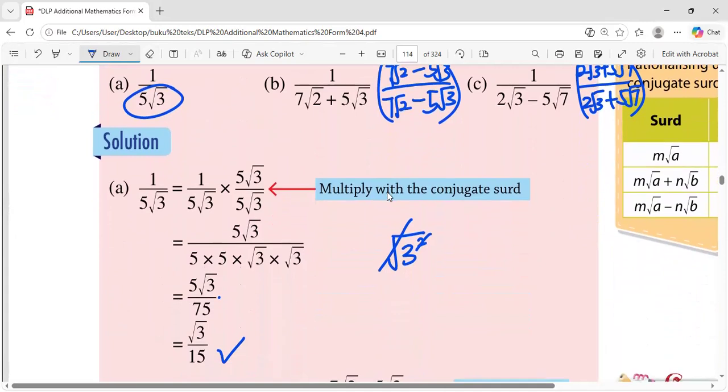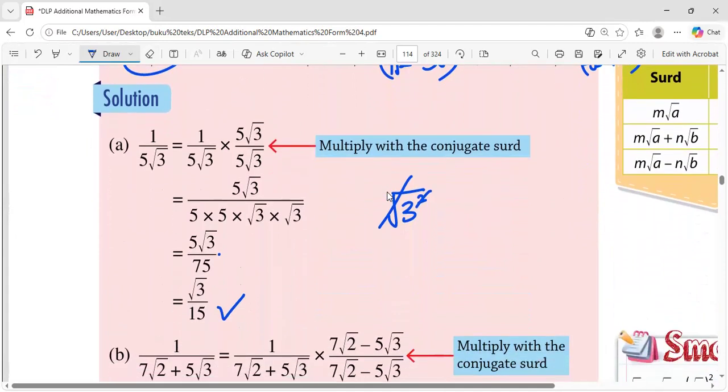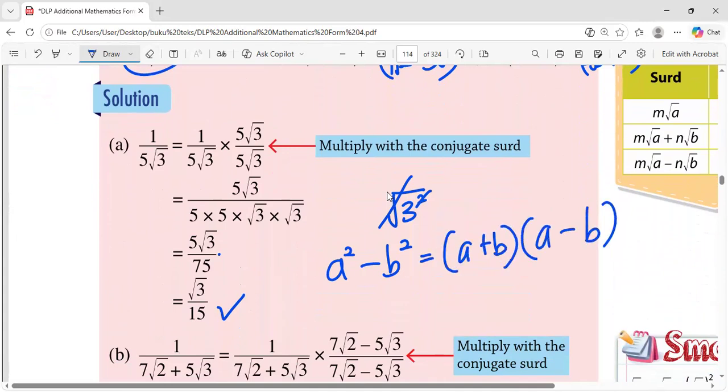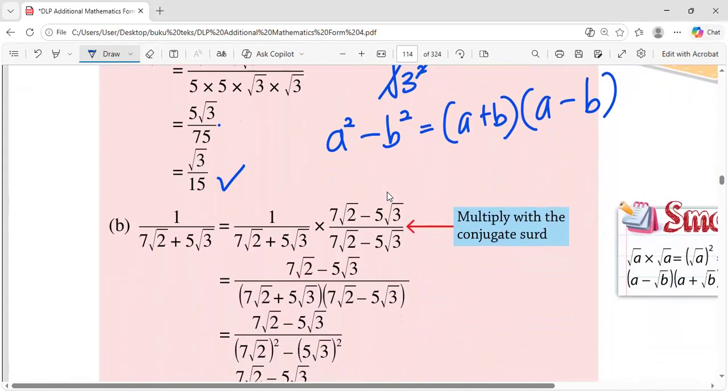Before I enter the question, I need you to refresh your memories. A square minus B square becomes A plus B times A minus B. Do you still remember? Number square minus number square becomes A plus B times A minus B. So let's check. This one we call conjugate surd. And then the numerator will stay the same.